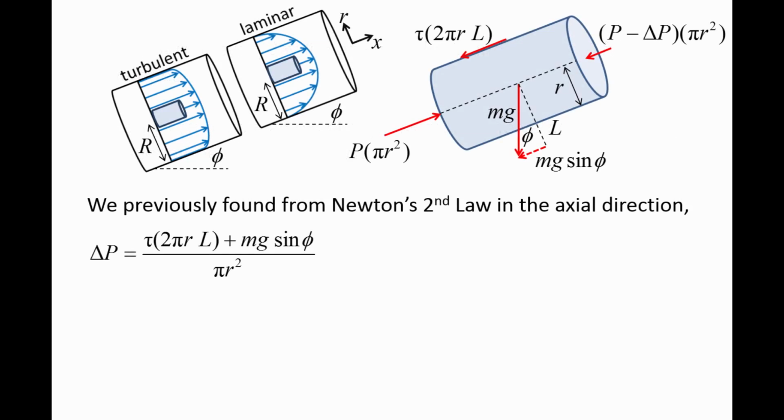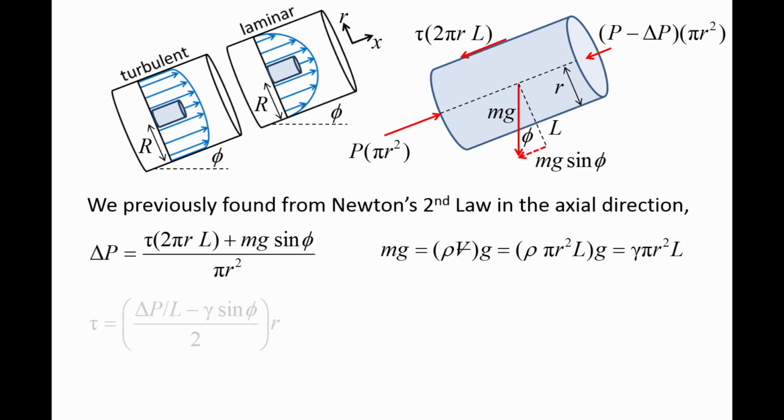We begin the derivation by examining the forces on a small cylinder of fluid in a fully developed flow. In a previous video, we applied Newton's second law in the axial direction on a cylinder of fluid of radius lowercase r and length L, and found an expression relating the pressure drop delta P and shear stress tau. We can rewrite the mass m as density rho times the volume v, and the volume can be further rewritten as pi r squared times L. Rho and g can be combined into gamma, and the equation can be solved for tau.